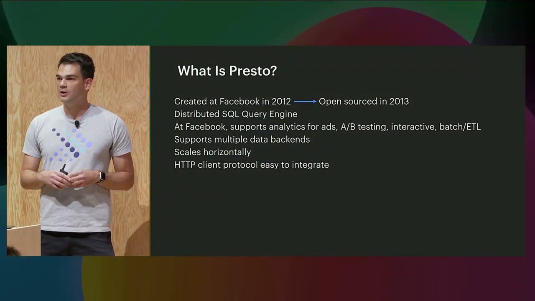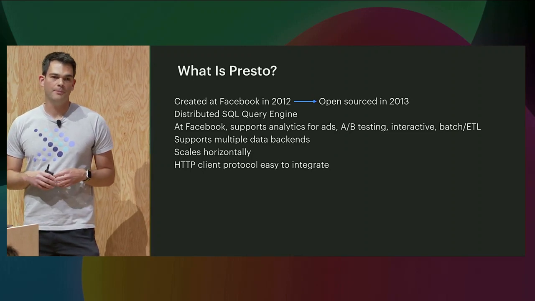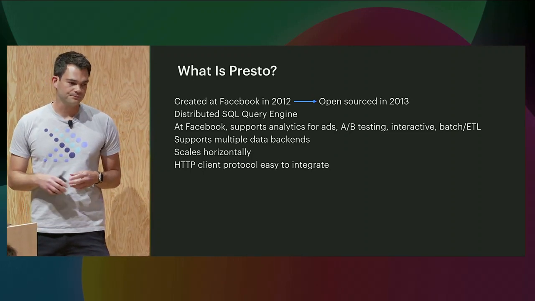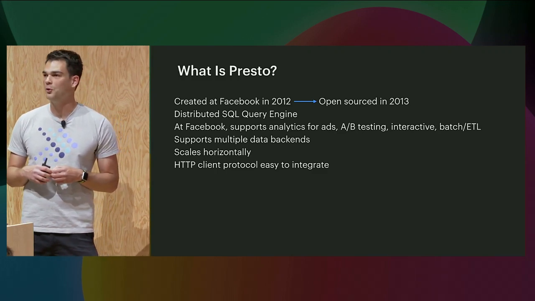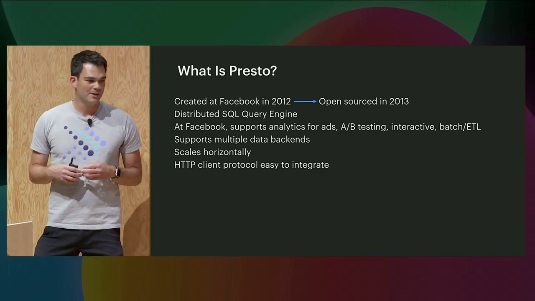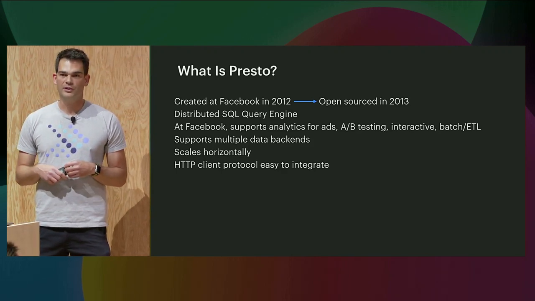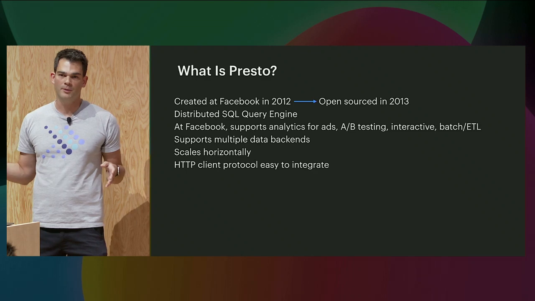So what is Presto? Presto was created at Facebook in 2012 and open sourced in 2013. It's really developed in the open, and we push the main features upstream. It's a distributed SQL query engine, which basically means it takes SQL and executes it in a distributed environment.